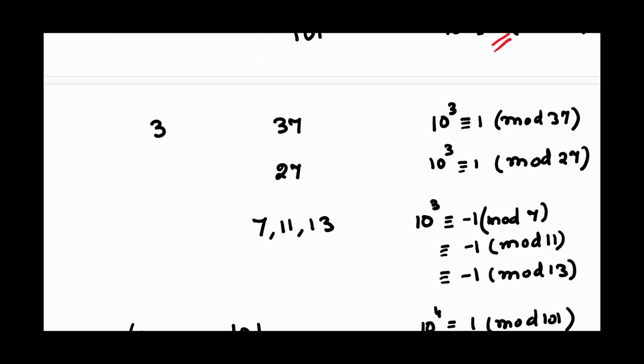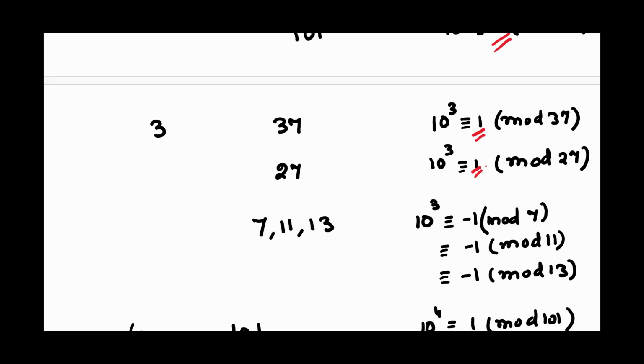We take 3-digit blocks when we check divisibility by 37 and 27 because 10 to the power 3 is congruent to 1 mod 37, 10 to the power 3 is also congruent to 1 mod of 27. You will just add the 3-digit blocks here because we have a plus 1.